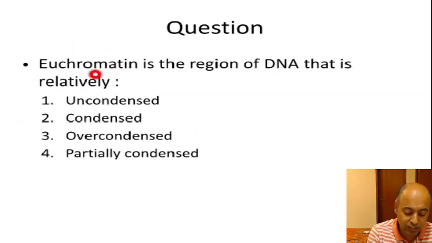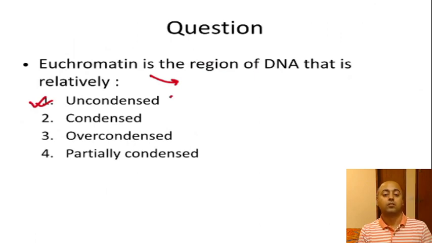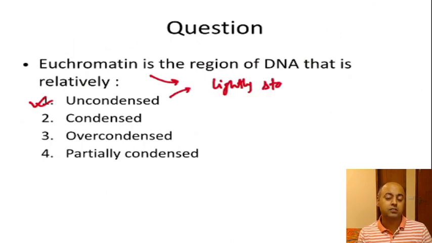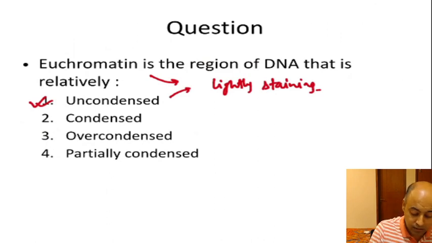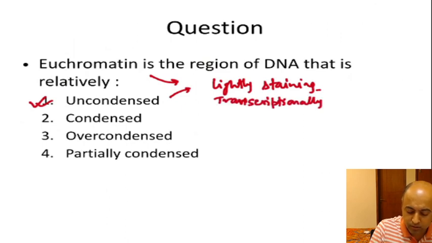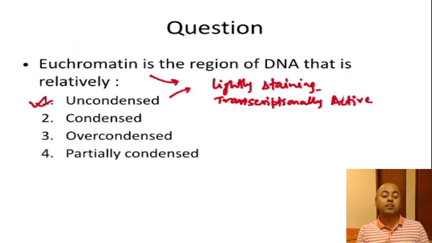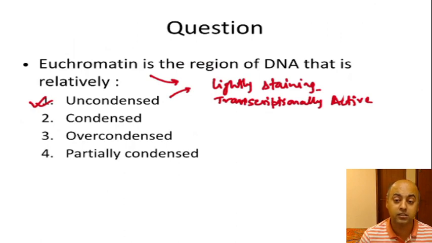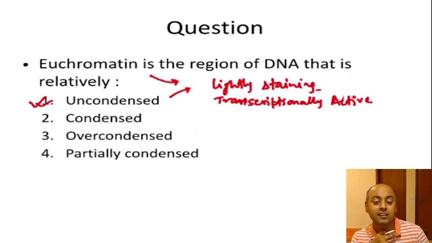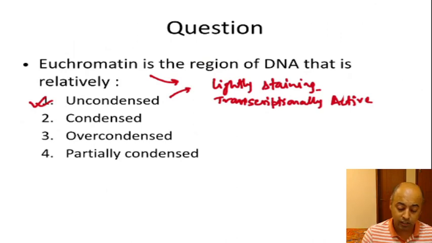Okay, euchromatin is the region of DNA that is relatively, here you have to mark the answer, uncondensed. For euchromatin, what you have to remember? Number one, it is uncondensed, it is lightly staining. And the euchromatin is, as we have already mentioned, transcriptionally active. What this means is this is the site where the RNA synthesis is ongoing. So remember, euchromatin is lightly staining, it is uncondensed, and it is transcriptionally active.